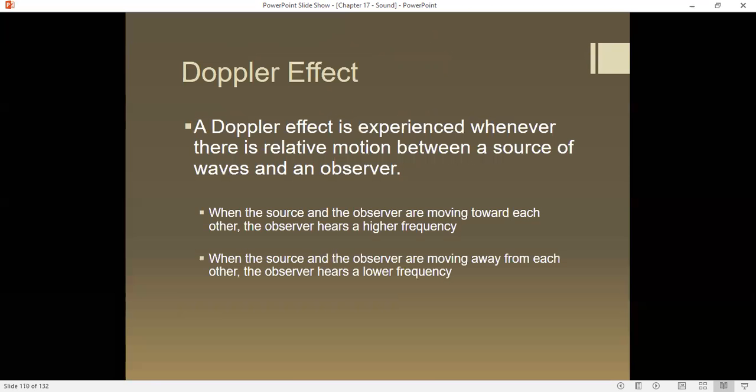How does this work? Okay, Doppler effect is experienced whenever there's relative motion between a source, that's what's giving off the sound, and an observer. When the source and the observer are moving toward one another, the frequency is shifted to a higher frequency, okay? That means that the observer will hear a higher pitched sound. When the source and the observer are moving away from each other, it'll shift to a lower frequency. That means, again, the observer will hear a lower pitch than is actually given off by the source.